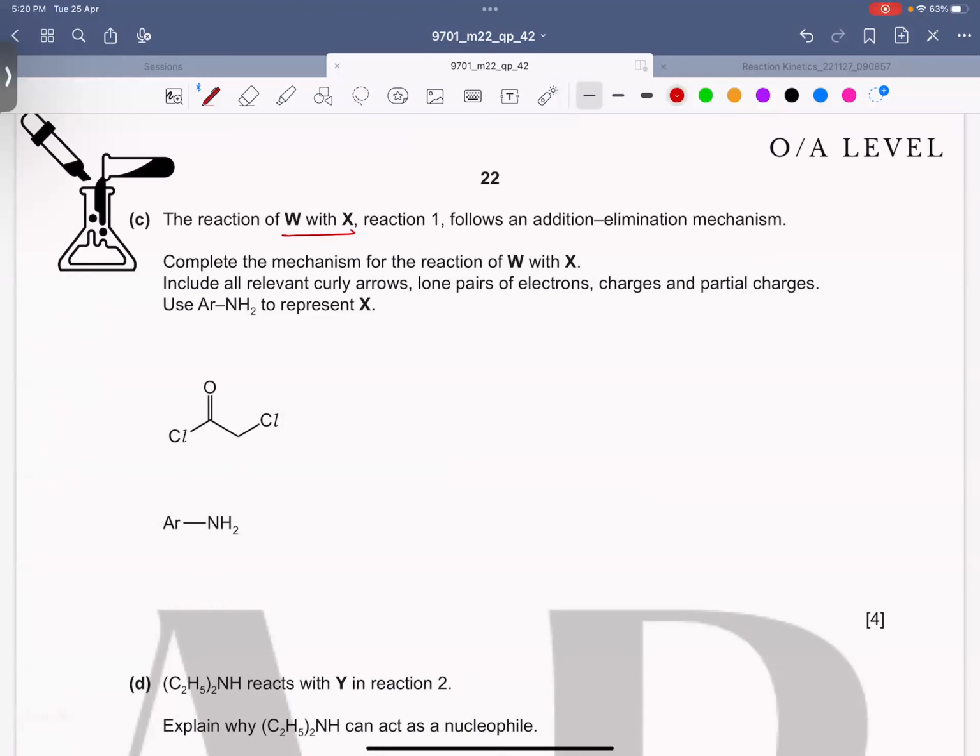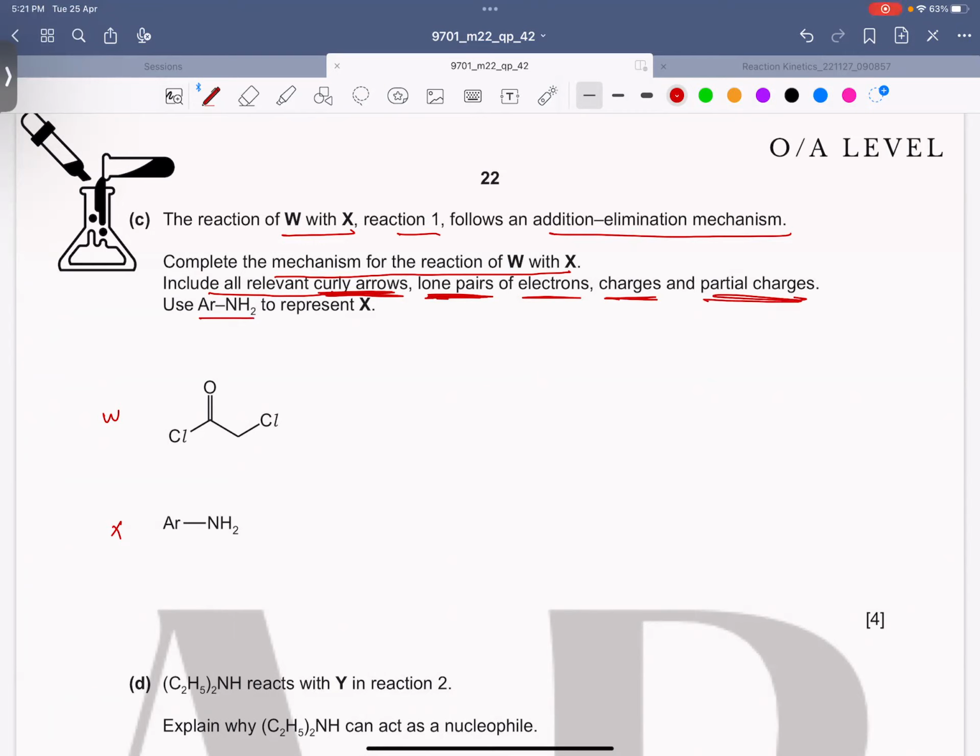The reaction of W and X, if you recall, this one is W and this one is X. Reaction 1 follows an addition elimination mechanism. Okay. Complete the mechanism for the reaction of W and X. Include all relevant curly arrows, lone pairs. These are the most important things in the mechanism: curly arrows, lone pairs, electrons, charges, partial charges. Use Ar and H to represent X.